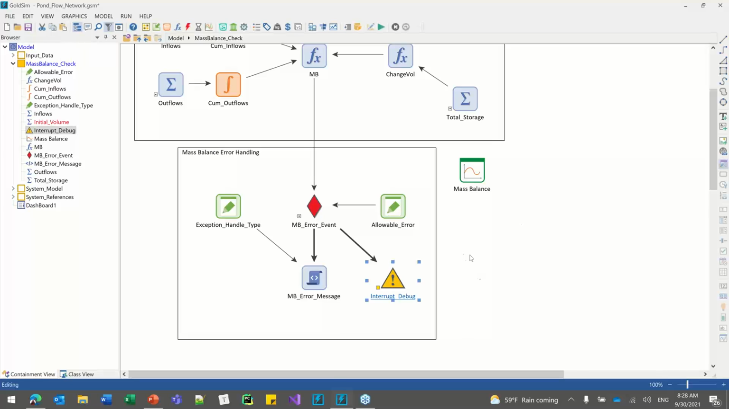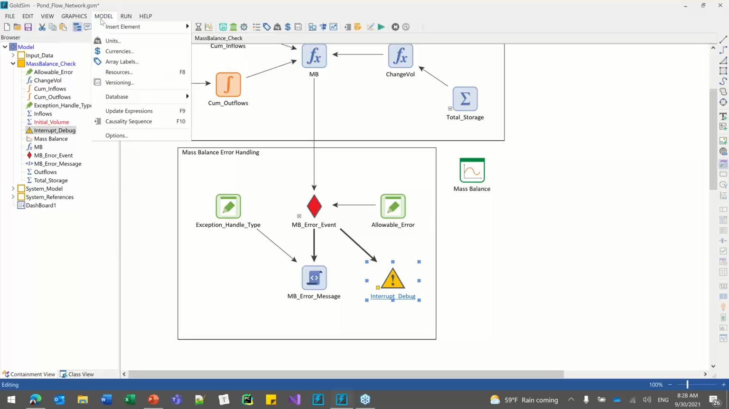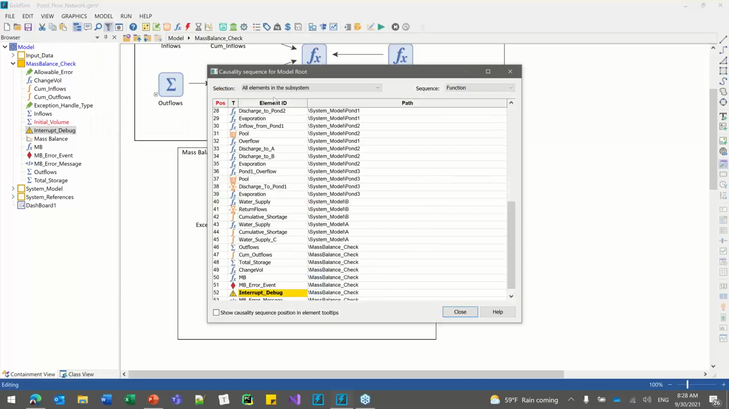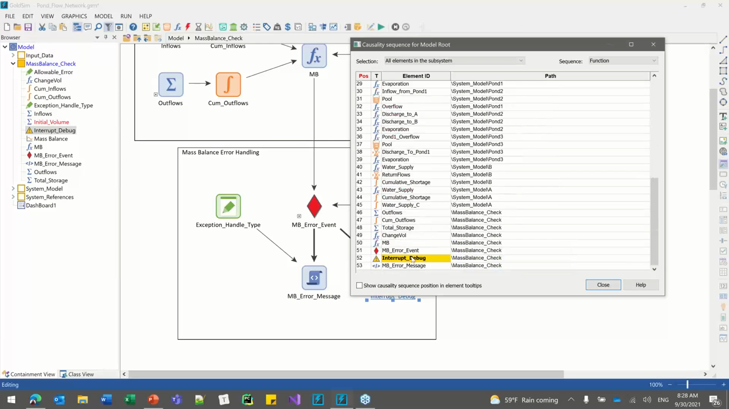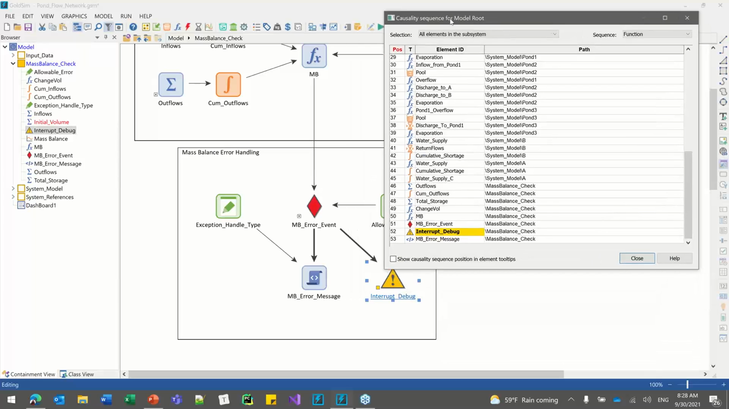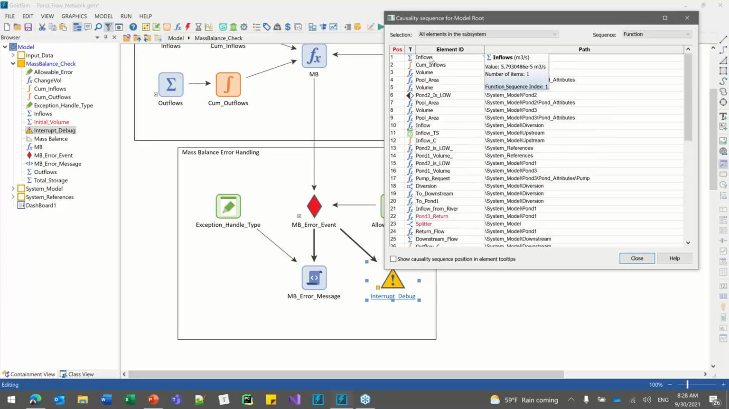There's a chance that when you add a new interrupt element, it does not end up at the end of the sequence of calculations. So now we need to talk about the causality sequence, and that you can view by going up here to Model and then Causality Sequence. And you can see the whole list of all the functions in this model, and you see that the interrupt is down here toward the end, and that's where we want it. This represents the order in which calculations are done on every time step.